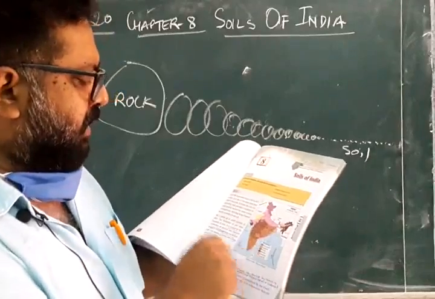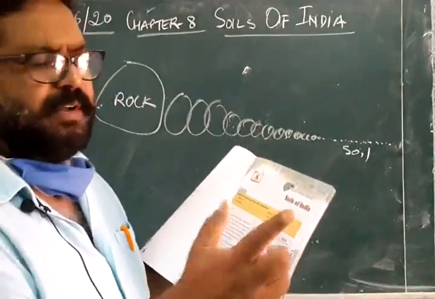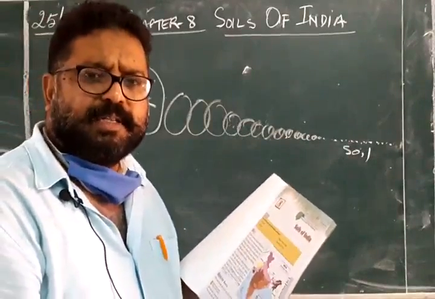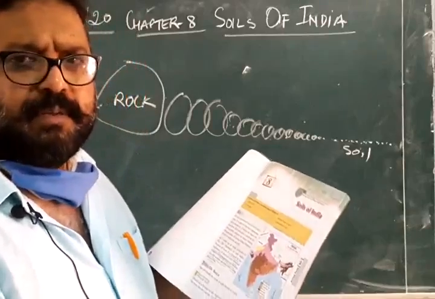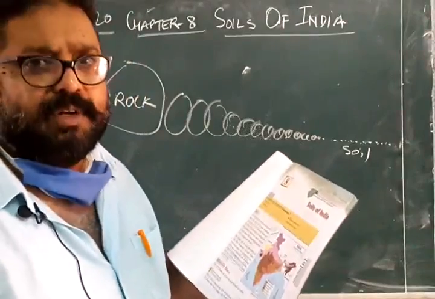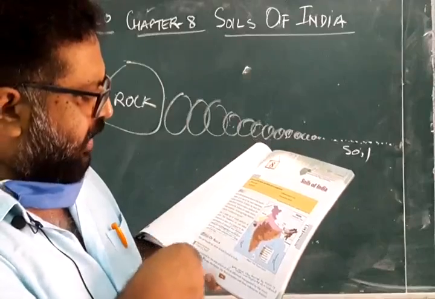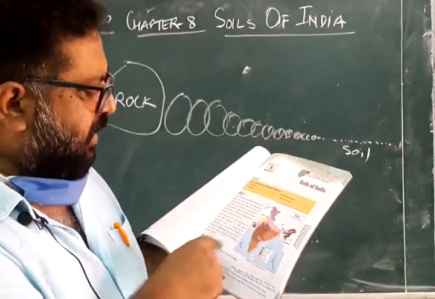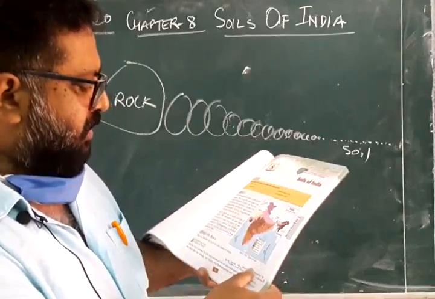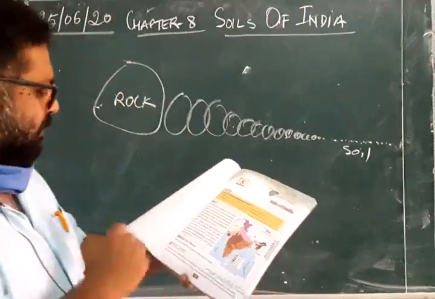Then just underneath, what do you have? Alluvial soil. All this belt, the Ganga basin, Satluj basin, Brahmaputra basin, we have done in previous classes. These basins all have alluvial soil. Then we can see there are black soil, red soil, desert soil, and laterite soil. Now, types of soil.